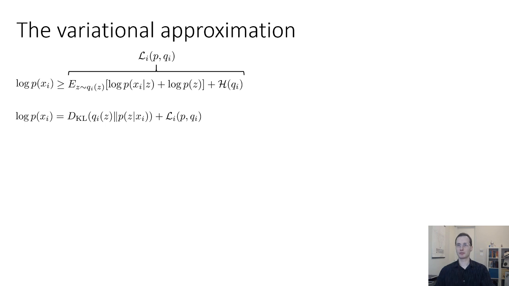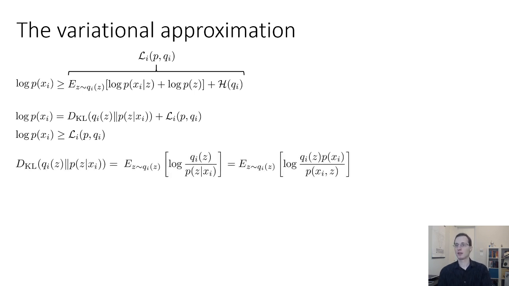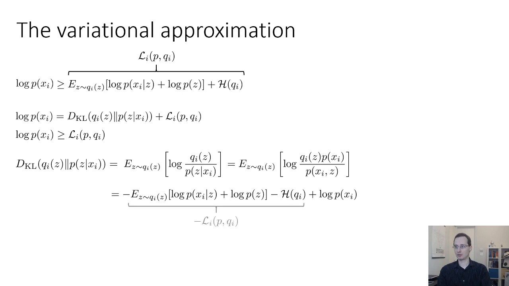So here's what we've got. We've got our lower bound. We know that the smaller the KL divergence, the tighter the lower bound is. And the lower bound is always a valid bound. We know that the KL divergence between qi of z and p of z given xi can be expressed as the lower bound plus log p of xi.